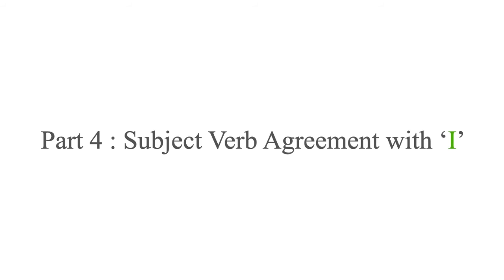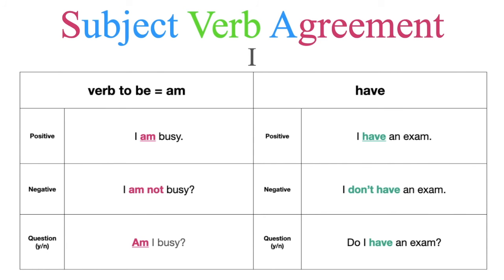Part 4, the subject-verb agreement with I. This gets a little bit tricky now because now we're starting to use two other subjects, I and you. So I kept this separate so we can study it as it's a little bit different from the other ones, and it gets a little bit confusing. So when we use I, we're going to use the be verb with am.